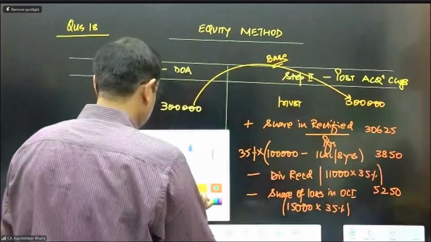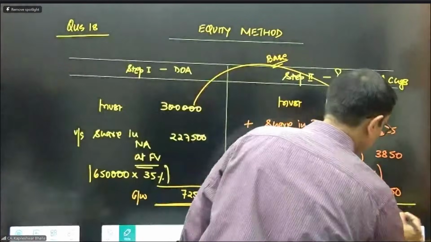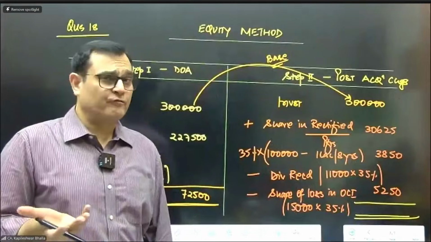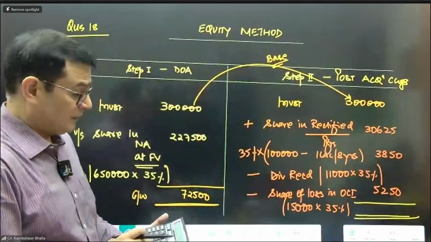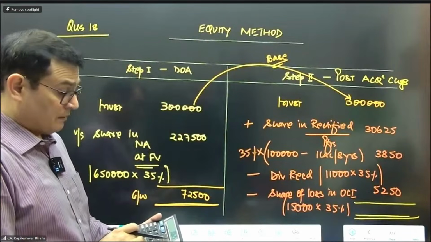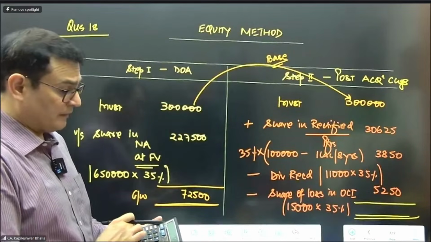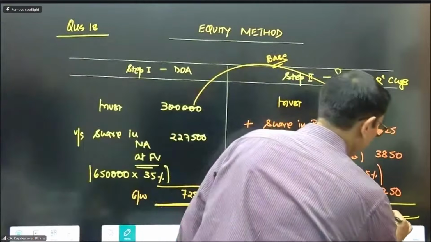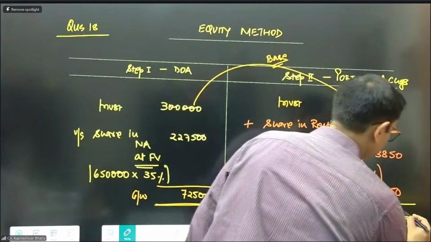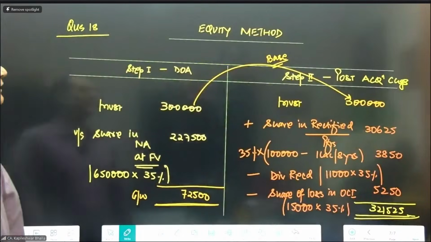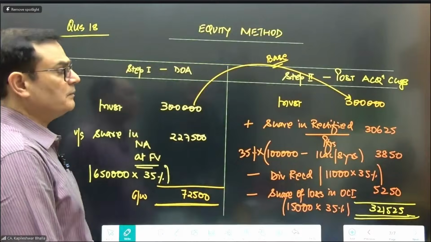Right, I think that's it. Nothing else is further defined. So we can take the value of the investment. That was pretty simple and straight, a 5 marker in the exam. So 3 lakhs is the base, plus 30625, minus 3850, and minus 5250. This works out at 321,525. This is the value of the investment in the balance sheet.